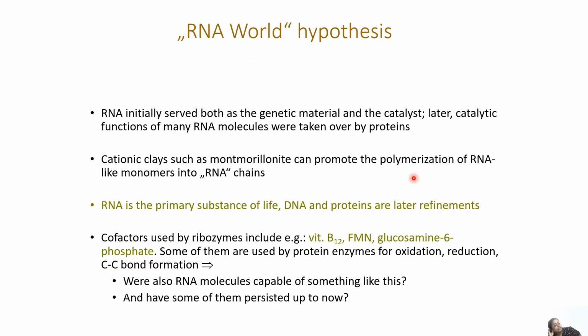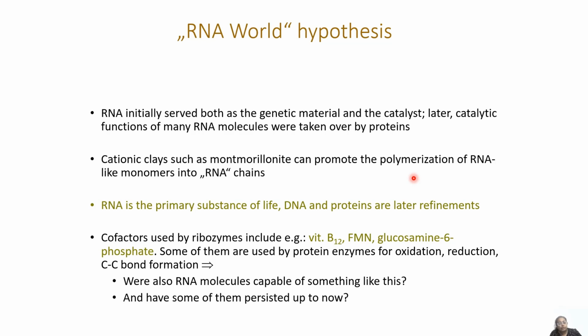So RNA initially served both as the genetic material and the catalyst. Later, catalytic functions of many RNA molecules were taken over by proteins. This is the RNA world hypothesis that we started today's live session with. Cationic clays such as montmorillonite can promote the polymerization of RNA-like polymers into RNA chains. So RNA is the primary substance of Earth, of life. DNA and proteins are later refinements.